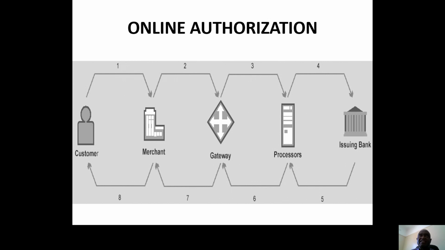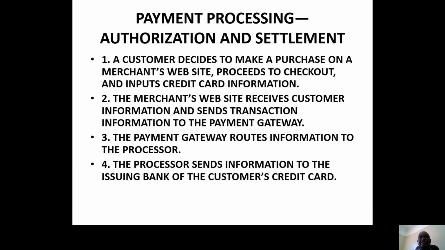When the authorization is allowed, it says approved on the machine. That's the authorization. But how does this process go? This is the process which I'm trying to explain, which is depicted in the diagram. A customer decides to make a purchase on a merchant website, proceeds to check out, and inputs credit card information. You give the merchant your card. The merchant website receives the customer information and sends transaction information to the payment gateway through the processor, and then the processor sends the information to the issuing bank.